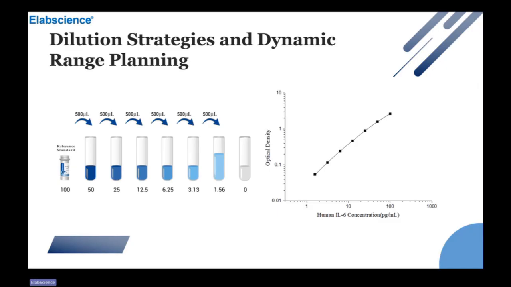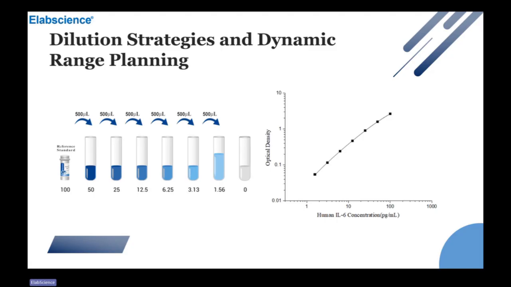Finally, choosing the right dilution ensures your sample signal falls within the assay dynamic range. Samples that are too concentrated can saturate the signal, while overly diluted samples may be undetectable. So what are the common strategies? Common strategies include performing a serial dilution to find the optimal range, or using the dilution ratios already recommended in the literature for a particular sample type.